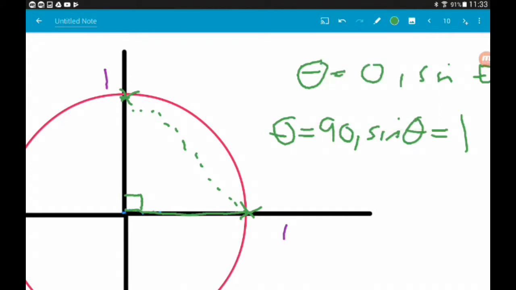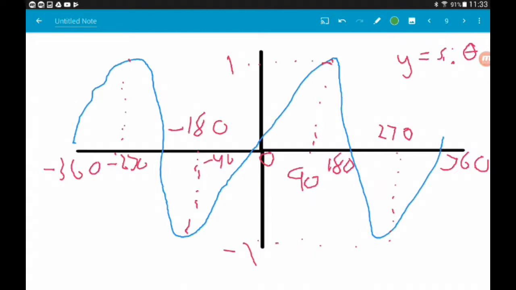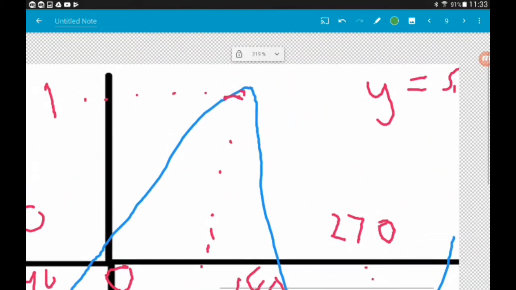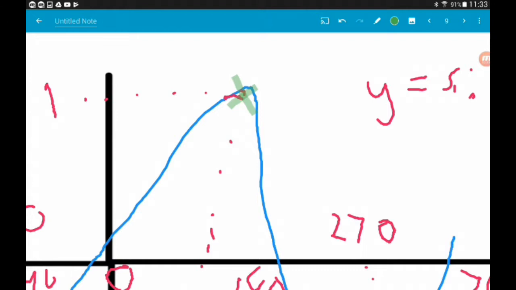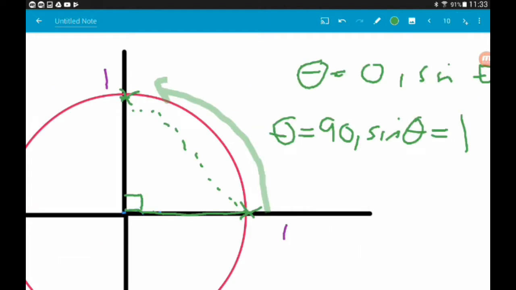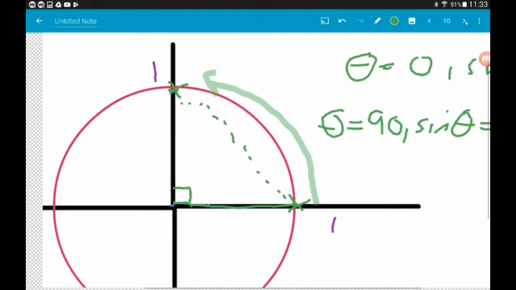So what's going on here, as theta increases along this way, we approach further and further, closer and closer, the peak of our graph. So we are going closer and closer up to our peak of 1, which happens when theta is 90. So if we go back to the graph, we are now at this point.